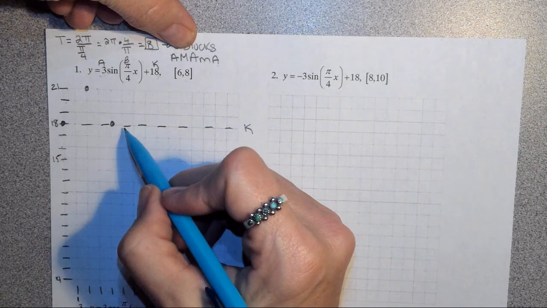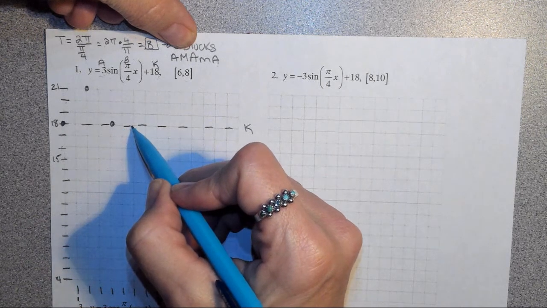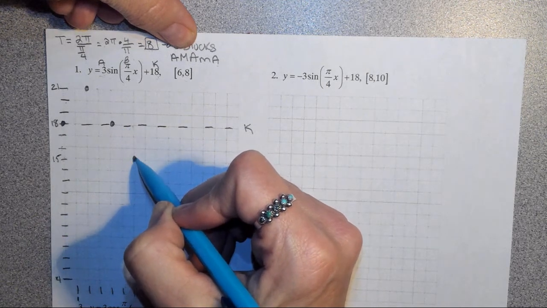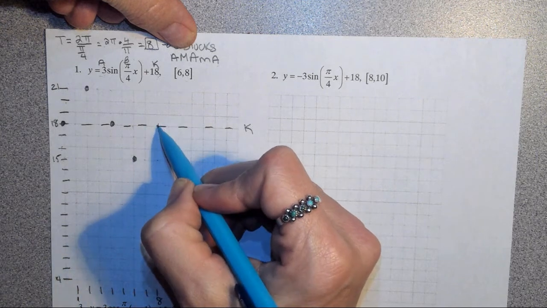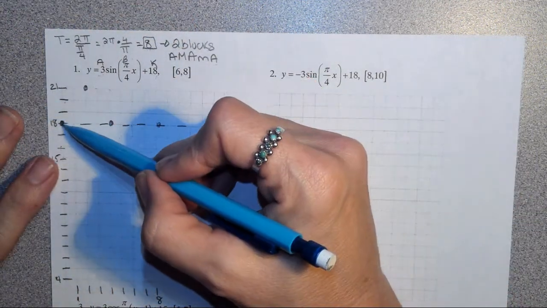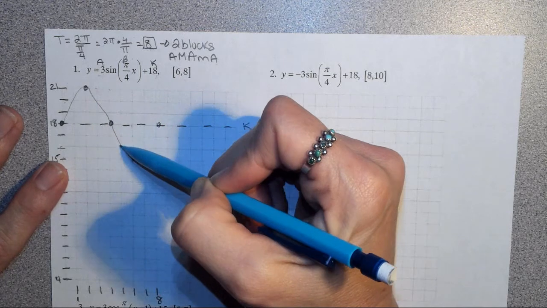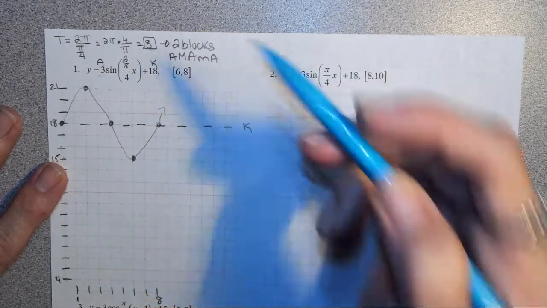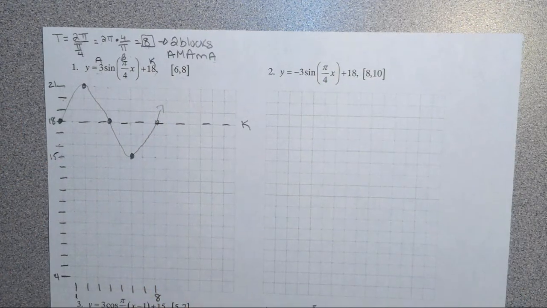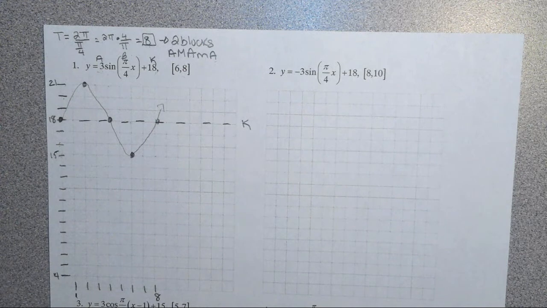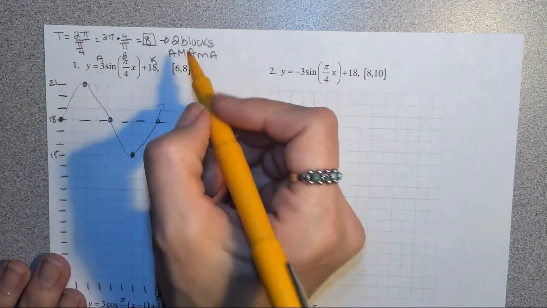I'm going to go over 2 blocks, 1, 2, and I'm going to go down to my minimum. And I'm going to get over 2 blocks, 1, 2, and I'm going to go back to my maximum. I've now completed the graph, and I'm sketching it very lightly with my pencil. Then what they want you to do is they want you to only focus on the restricted domain.